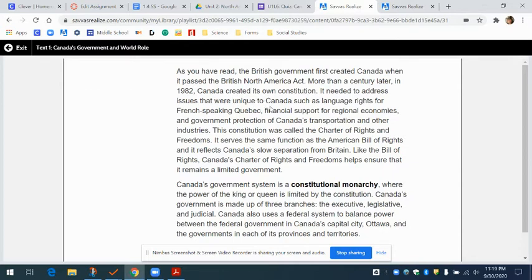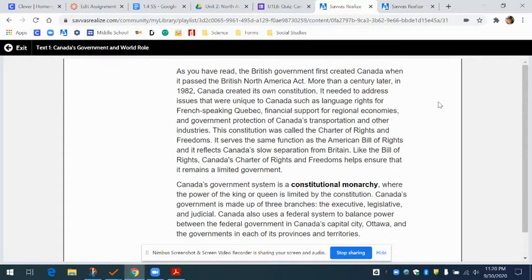It needed to address issues that were unique to Canada, such as language rights for French-speaking Quebec, financial support for the regional economies, and government protection of Canada's transportation and other industries. This constitution was called the Charter of Rights and Freedoms. It serves the same function as the American Bill of Rights, and it reflects Canada's slow separation from Britain. Like the Bill of Rights, Canada's Charter of Rights and Freedoms helps ensure that it remains a limited government.